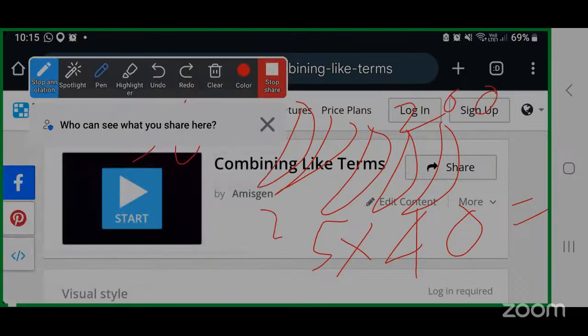Can we move this display? Okay, £2 for those 5 bananas.